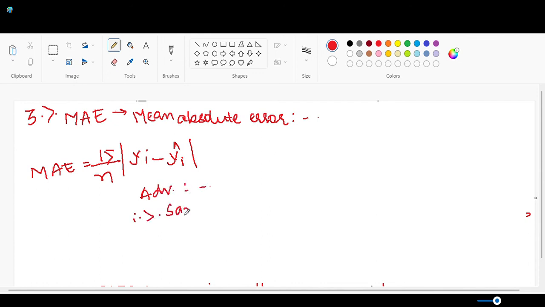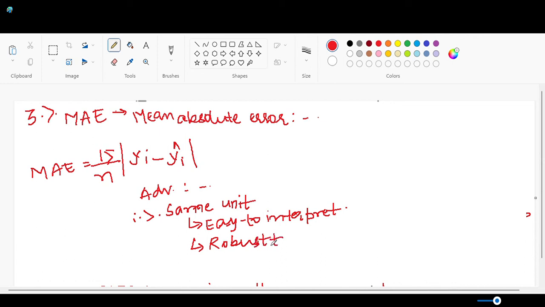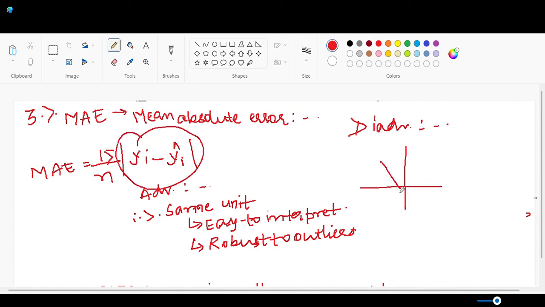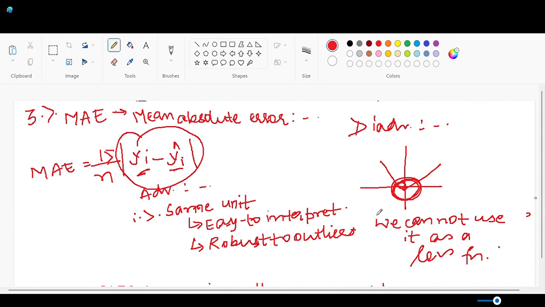So advantage क्या है? Same unit, easy to interpret, and it is robust to outliers. Disadvantage क्या है इसका? There's a very big disadvantage actually, that this modulus function is not differentiable at the center. So basically, when the error is 0, that is when the actual output and the prediction are both equal, this won't be differentiable, due to which we cannot use it as a loss function. So these are the three evaluation metrics which we plan to discuss for this video.